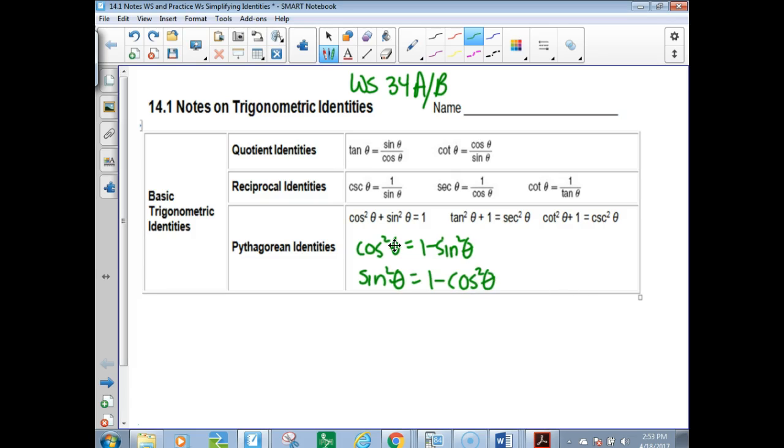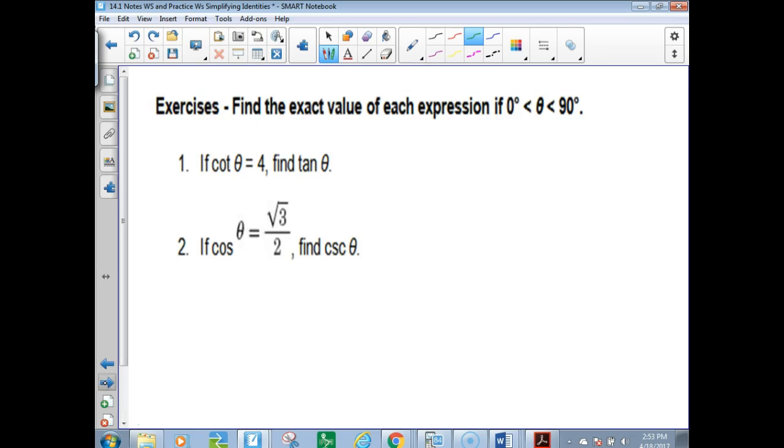Good enough. These are the basic trigonometric identities. We're going to play around with things now. Find the exact value of each expression. Find the tangent of theta if you know the cotangent of theta. Okay, there's a couple ways to do this, but let's say I said you need to do this using Pythagorean identities.